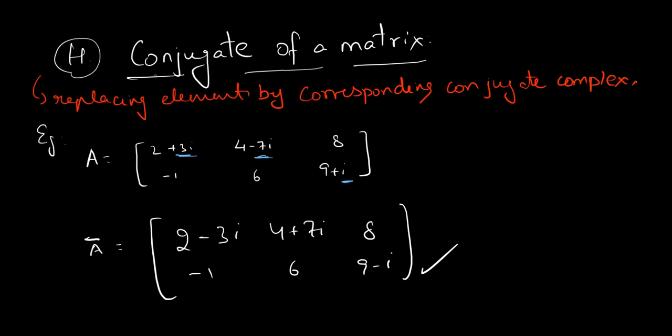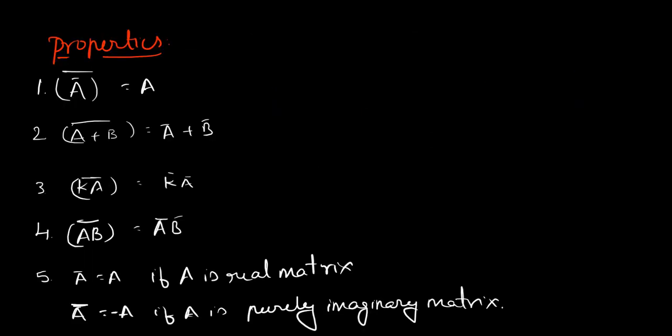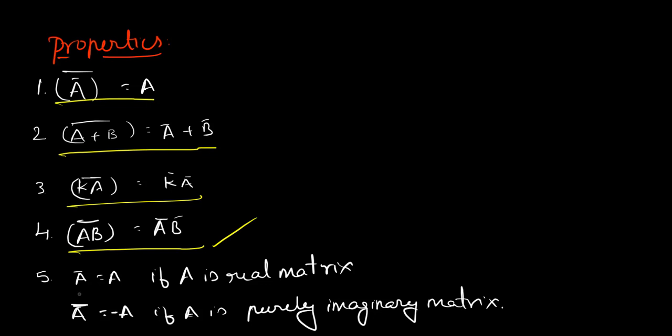Okay, just change it. So there are a few properties of the conjugate of a matrix. Let us see the properties. So the properties are: the conjugate of the conjugate of A is going to be A. The conjugate of A plus B is going to be A conjugate plus B conjugate. The conjugate of K into A is going to be K conjugate into A conjugate.